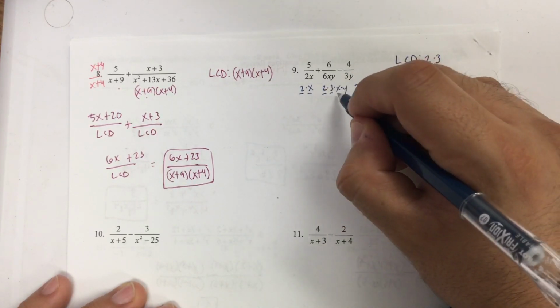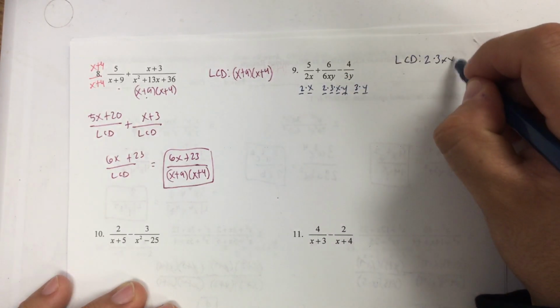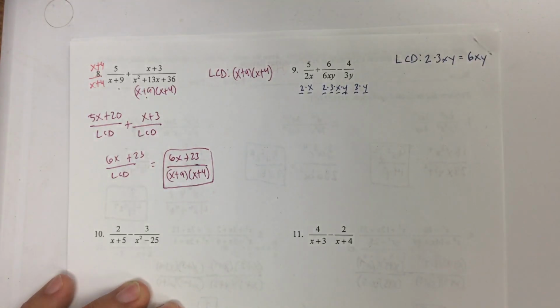I see they have an x in common. And I see they have a y in common. So they actually have everything in common. So if you multiply those out, your LCD is actually 6xy.